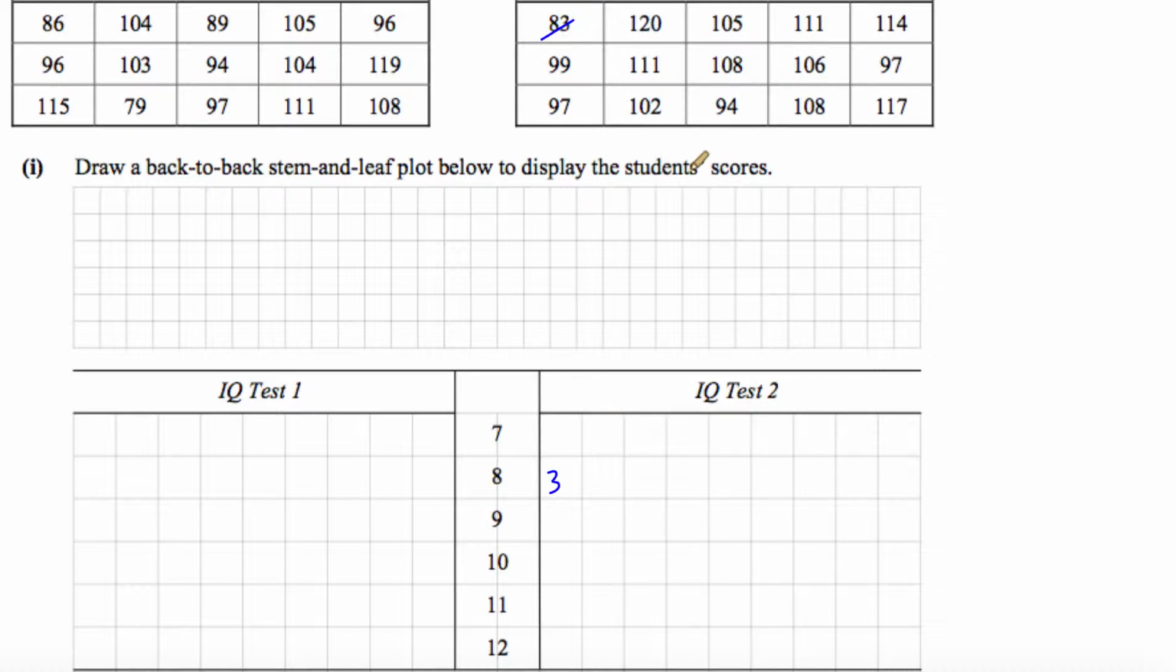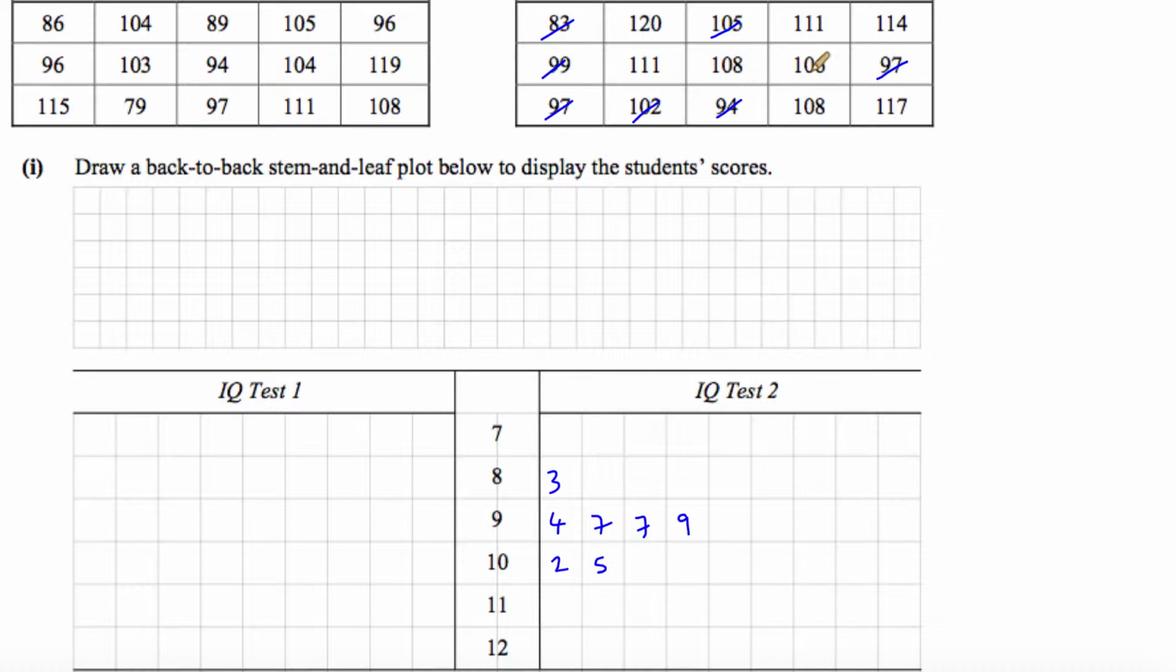After 83, there's nothing else in the 80s, and then up to the 90s. So in the 90s, I've got 94. I've got two 97s, and I've got a 99 before I'm into the hundreds. So in the hundreds I've got 102 and 105. So 102, 105.